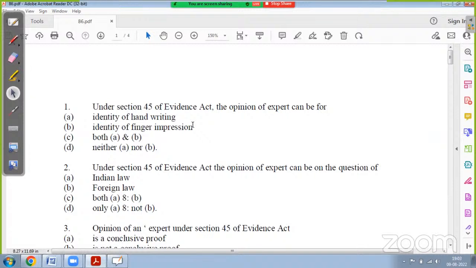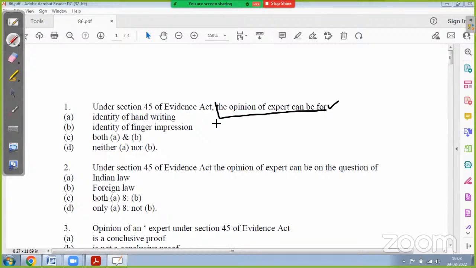The first question is section 45 of Indian Evidence Act. The opinion of the expert can be for option A, identity of handwriting, option B, identity of finger impression, option C, both A and B, and option D, neither A nor B. What should be the correct answer?